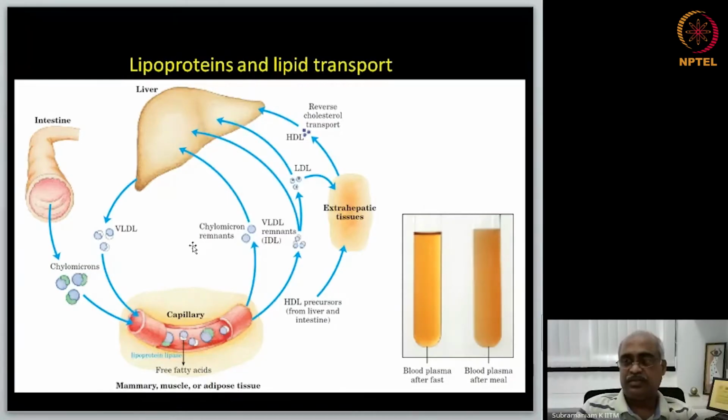So since there is a question about HDL and LDL, we'll just look at that slide once more and then we'll go to today's class. Yesterday we were discussing the lipoproteins and their involvement in transporting triacylglycerols and cholesterol. Primarily we looked at these two lipids. Let me read the question once more.